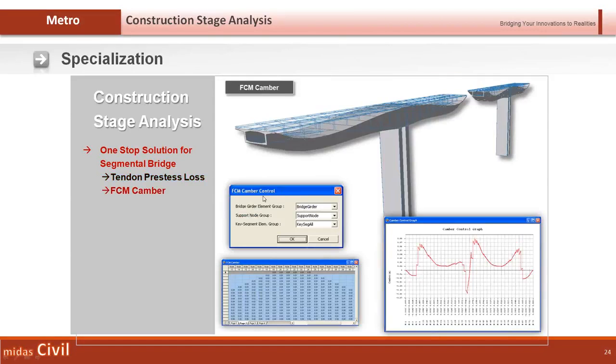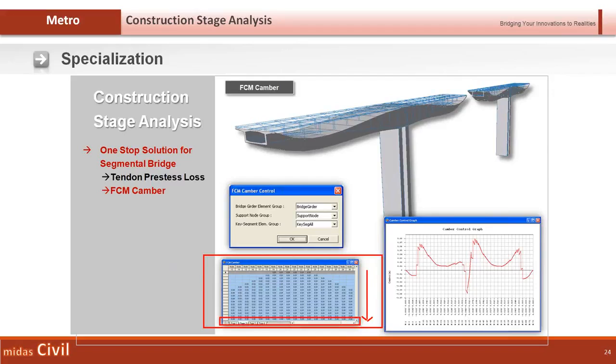Also the FCM camber, the camber thing that I was talking about in the previous slides, that you can get, the actual camber required during the construction. So what happens is that, according to deformation at each stage, the software will automatically calculate the amount of construction camber that is needed. So at the end of the construction, it reduces the deformation to 0. All the deformation it reduces to 0. So last row you can find it as 0.